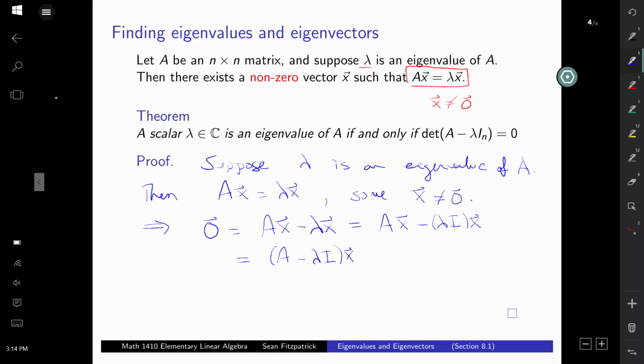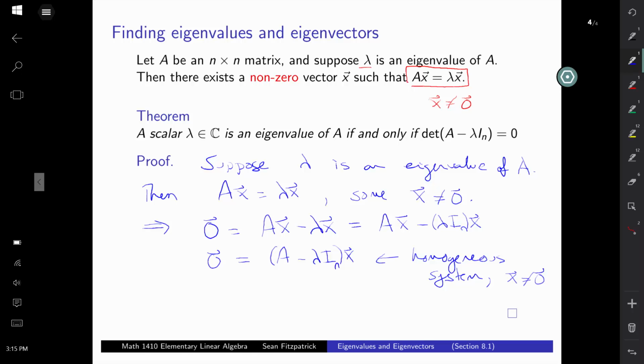Okay? So I can put the identity in there, and now I've got a difference of two n by n matrices. This will be the n by n identity matrix. And that makes sense. Now I've subtracted matrices. But now look at what I have. What do I have? This is a homogeneous system, and x is not the zero vector. So x is a non-trivial solution to a homogeneous system.